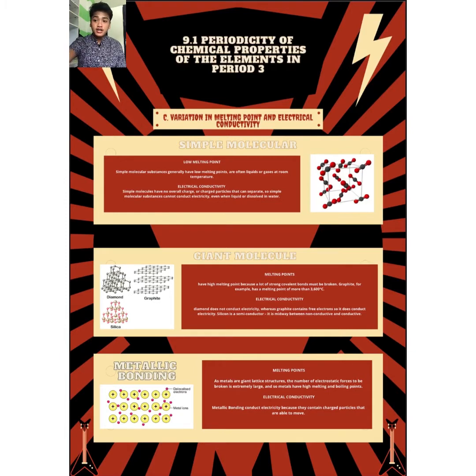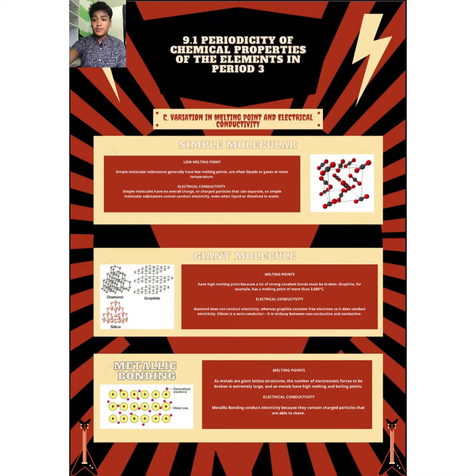The next is giant molecule. Giant molecules have high melting points because a lot of strong covalent bonds must be broken. Graphite, for example, has a melting point of more than 3600 Celsius. Next is electrical conductivity. Diamond does not conduct electricity, whereas graphite contains free electrons, so it does conduct electricity. Silicon is a semiconductor. It is midway between non-conductive and conductive.